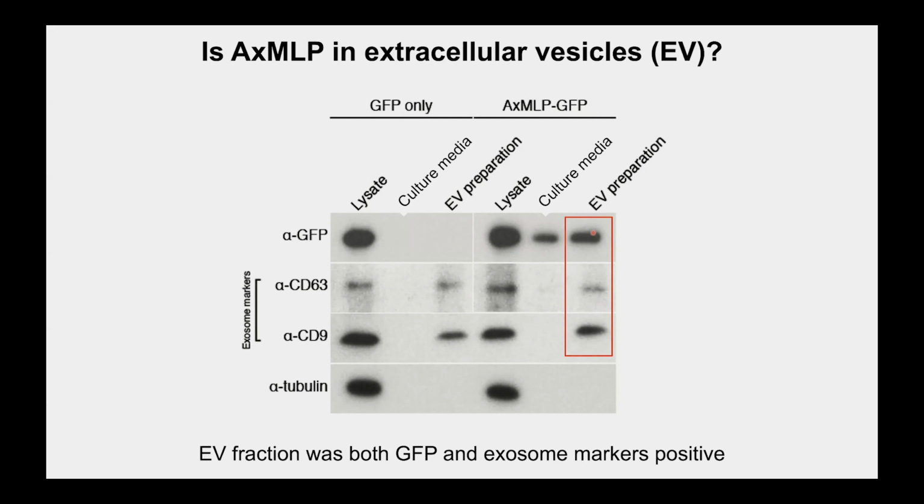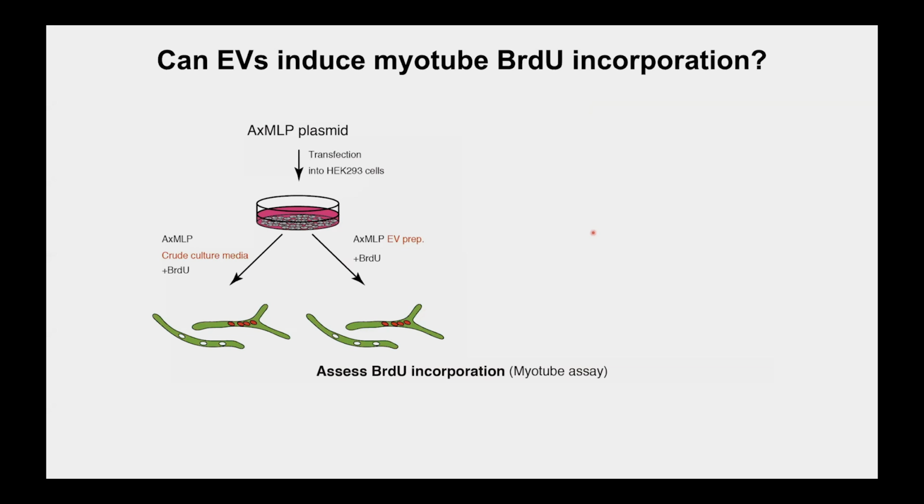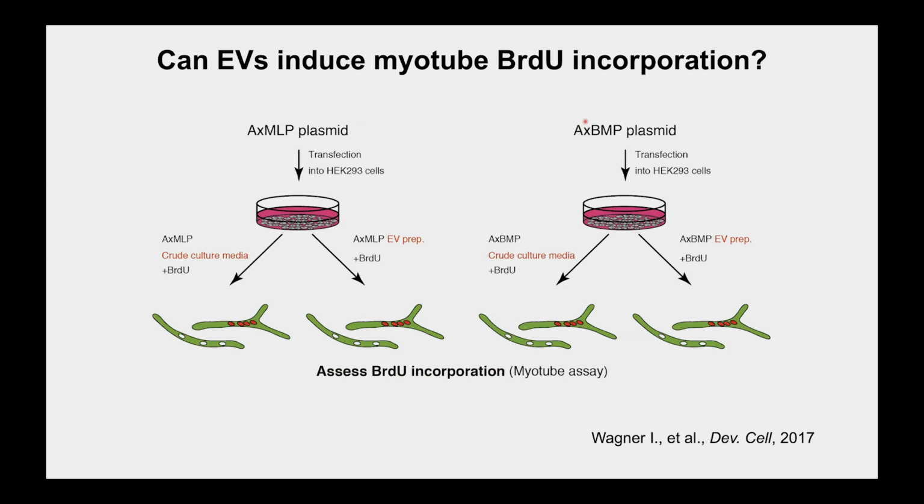Next he wanted to know whether this MLP associated with the extracellular vesicles is active. So he transfected the 293 cells again and either harvested just the culture media as before or made the extracellular vesicle prep, and then assayed it on his original myotube cell cycle entry assay. And there we also had a very nice comparative control, because we knew that BMPs can also induce a response in these myotubes, and we know that BMPs are secreted through a normal canonical secretion process.